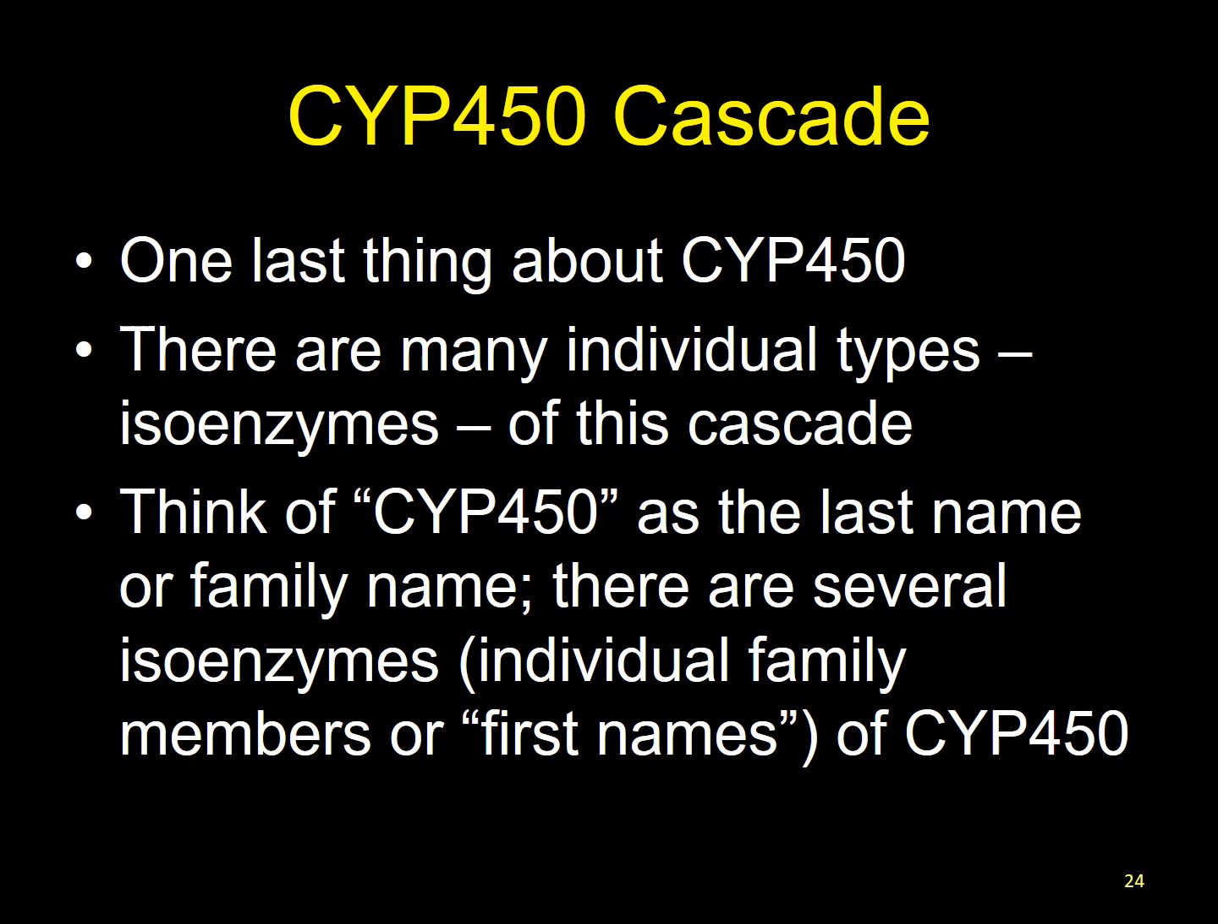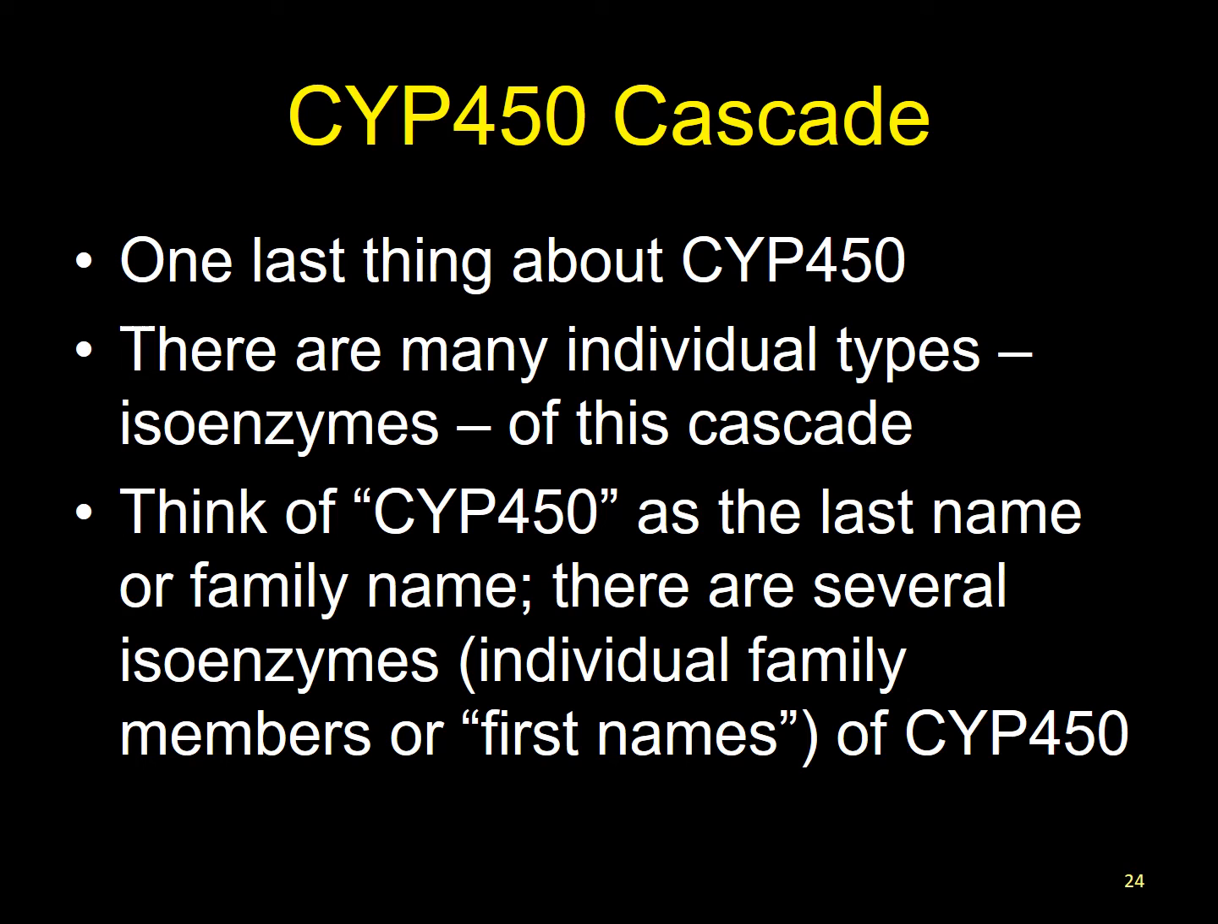One last thing about cytochrome P450, just in case it wasn't complicated enough. There are many individual cytochrome P450 enzymes, many individual subtypes that are referred to as isoenzymes of this cascade. I think of cytochrome P450 as the generic name for the whole thing. I think of P450 as the last name, as the family, right, as the surname. In that family of cytochrome P450 enzymes, there are numerous first names or isoenzymes. There's a bunch of them. And each isoenzyme has its own little pathway.